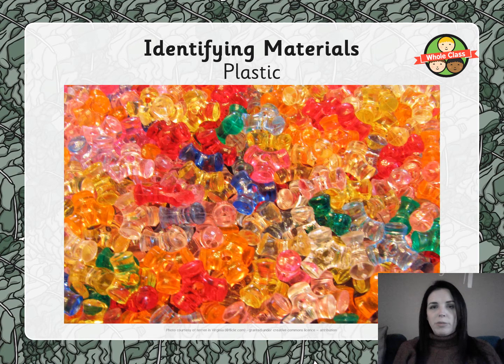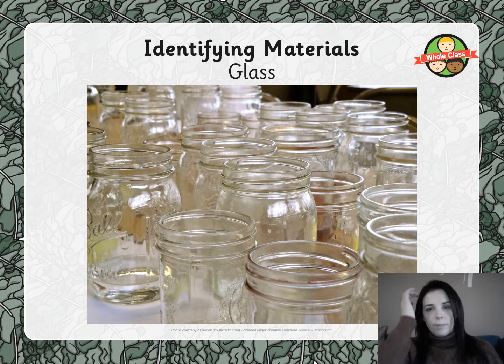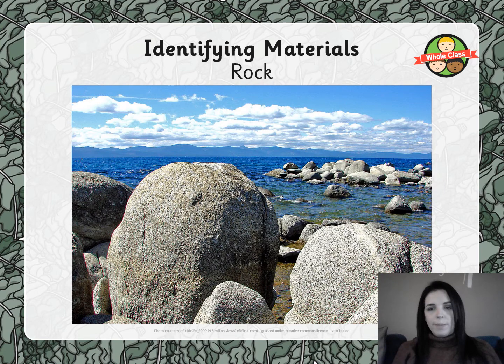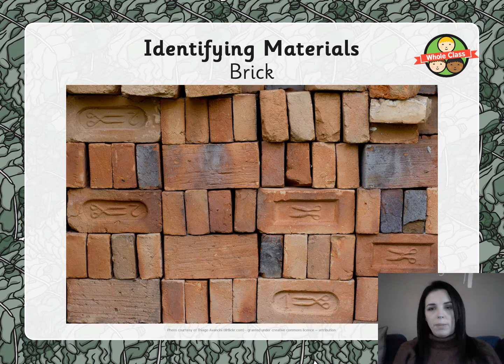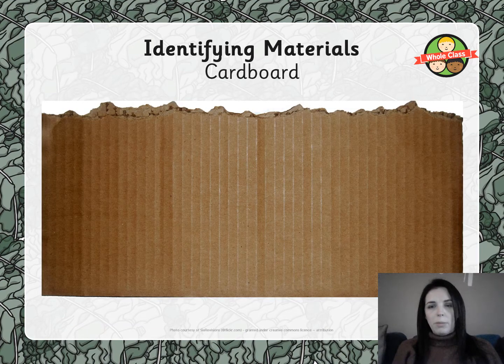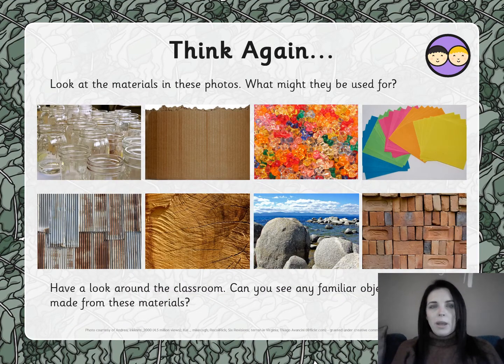Wood is a type of material, plastic, glass, I'll give you a chance to find these on your list. Metal, different types of metal, aren't there? Rock, brick, paper, cardboard. There are those materials again in the photographs. Now, what could they be used for? What were those materials used to make?